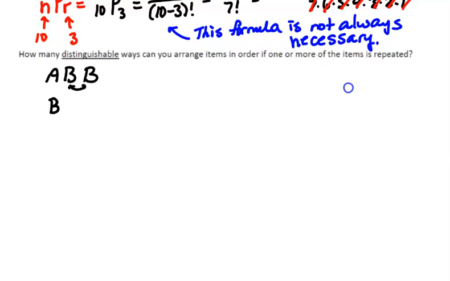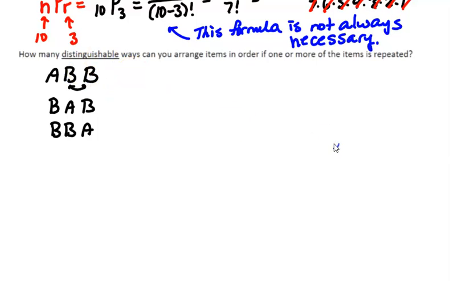But I could put the B in the front, then an A, and then a B. Or I could put two B's in front and then the A last. But it only leaves me with 3 different arrangements instead of the 6 that I had before when I had A, B, and C. So what's happening here is switching the B's doesn't make any difference in the way the sequence looks, so it's not distinguishable. A, B, B, and I switch the B's, same thing.